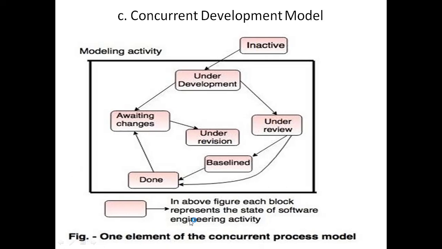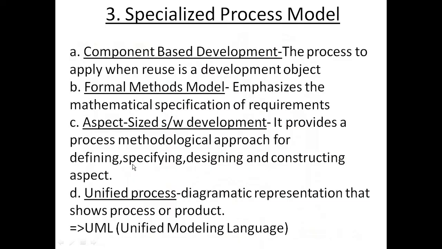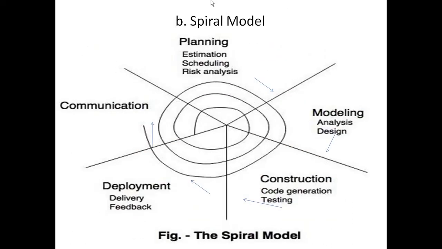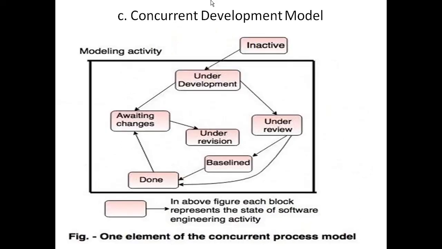So the blocks here represent the states of a software engineering activity. This is nothing but the concurrent development model. So these were all the evolutionary process models: the first one was the prototyping model, then the spiral model, and the concurrent development model.